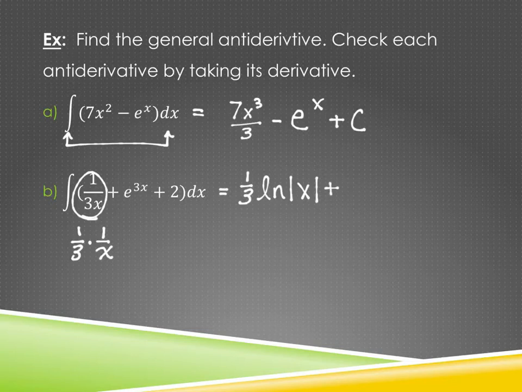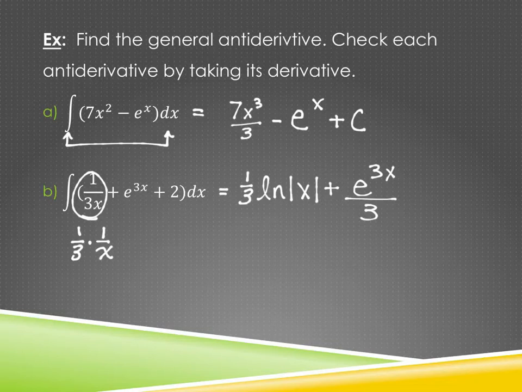And then what is the antiderivative of e to the 3x? e to the 3x over 3, right? Good. We'll get the plus c at the very end. I'll just do it at the very end. We still have one more piece.